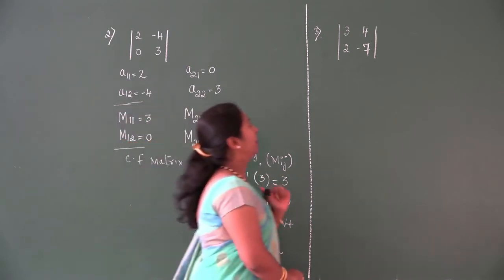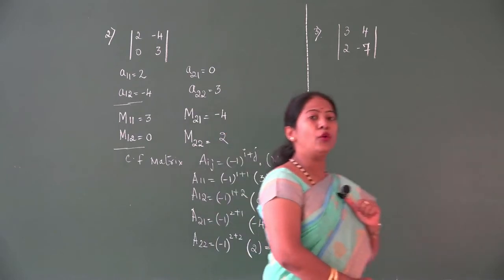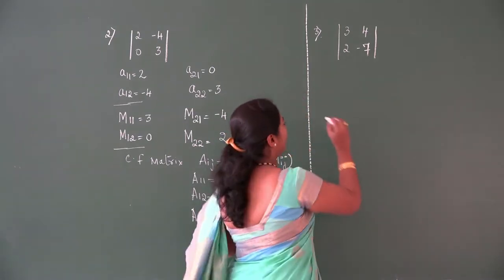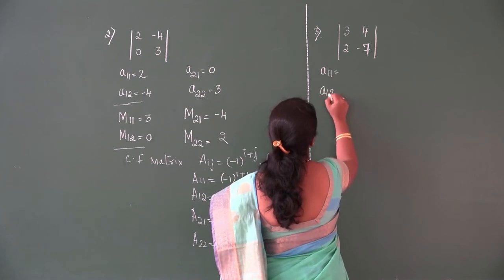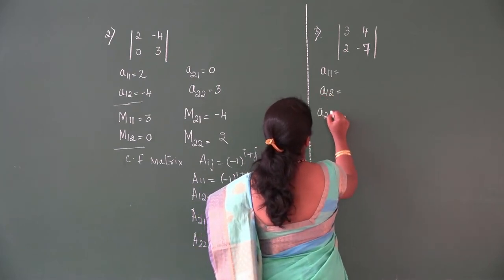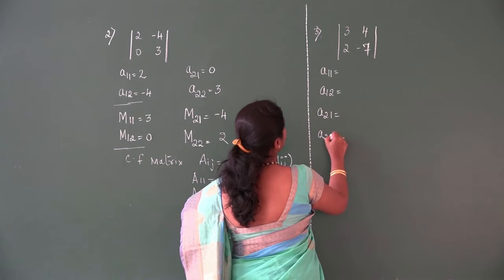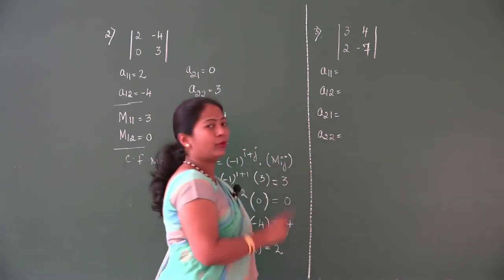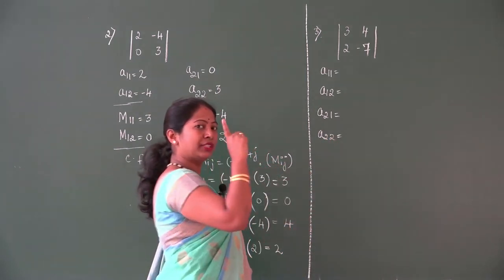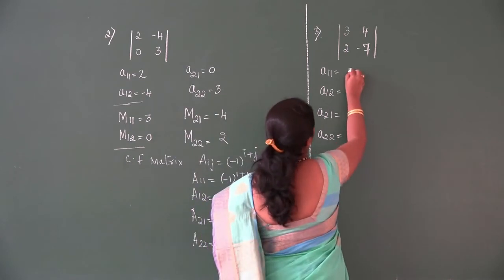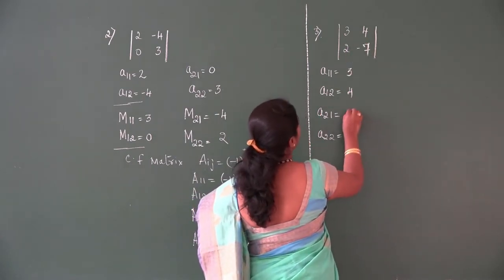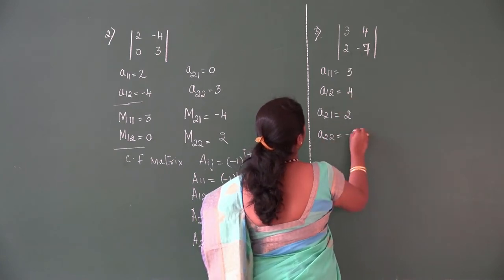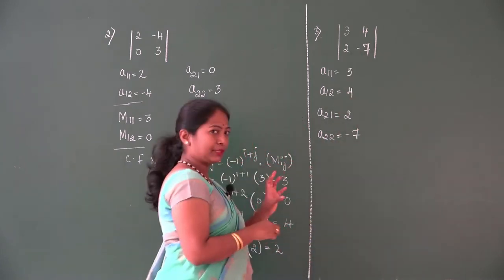Next problem, determinant of 3, 4, 2, minus 7. First, we shall write the elements. What is A11? What is A12? What is A21? And what is A22? What is A11? That is the first row, first column element, 3. What is A12? 4. What is A21? 2. What is A22? Minus 7. This is the first part of the problem.